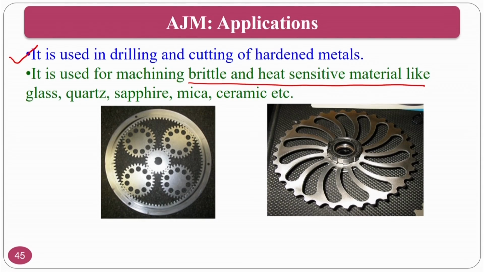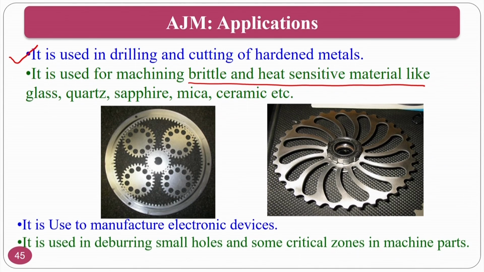So if you don't want all these metallurgical changes that occur with respect to temperature, you can use abrasive jet machining, so there won't be any heat generation, and because of that there won't be any changes in thermosensitive materials. It is used in the manufacturing of electronic devices, which we have seen in the advantages. It is used for the deburring of micro holes also.